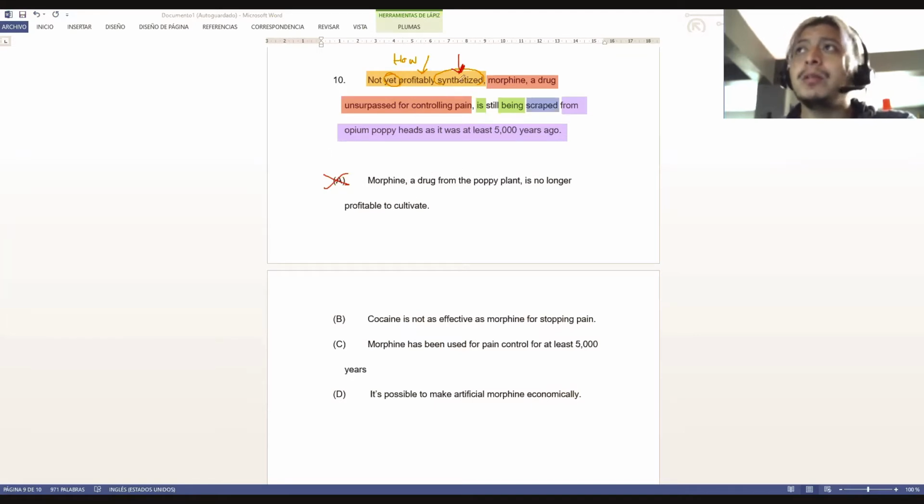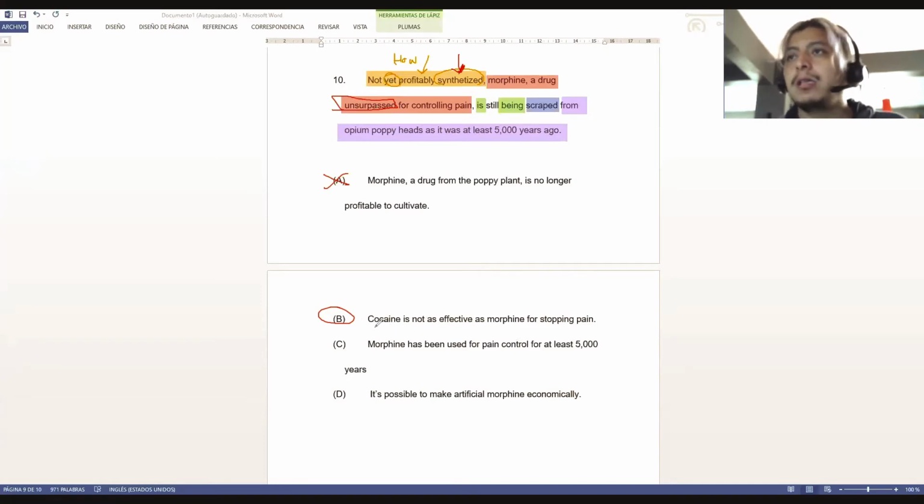What is not profitable is to try to synthesize the morphine. We cannot make morphine in a laboratory. It's very expensive, yeah? It says, cocaine, another drug, is not as effective as morphine for stopping pain. I think this is true because it says morphine, a drug unsurpassed for controlling pain. Unsurpassed, it means nothing has passed it. Nothing is better. If nothing is better, cocaine is not better. Nothing is better than morphine, is what it says when it says unsurpassed.